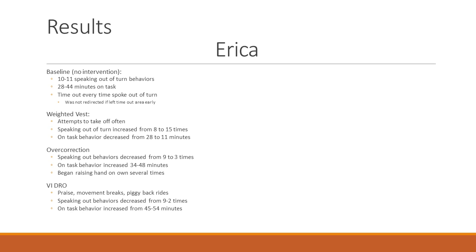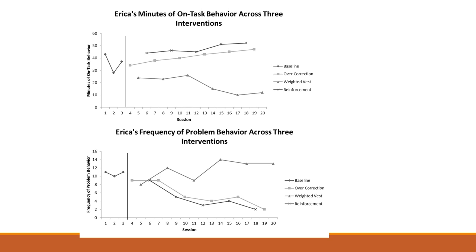During the reinforcement session, even though she had chosen an edible reinforcer, she was also provided with praise, movement breaks, and piggyback rides when able. Her speaking out of turn behaviors decreased from 9 to 2 times, and her on-task behavior increased from 45 to 54 minutes. As you can see from these figures, reinforcement and overcorrection had the largest therapeutic impact on her behaviors.